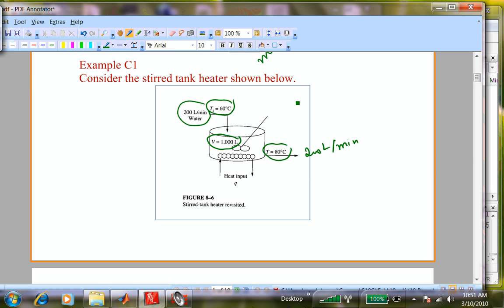Okay? So the first question that you might be asked is, find out what is the heat input? How much heat should I put in to increase the temperature from 60 degrees to 80 degrees? And that's a fairly straightforward first course in chemical engineering problem, heat balance, and you can find out what the steady state is. Okay?